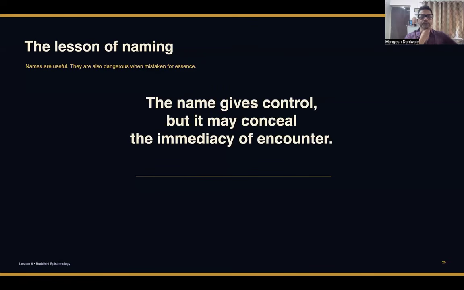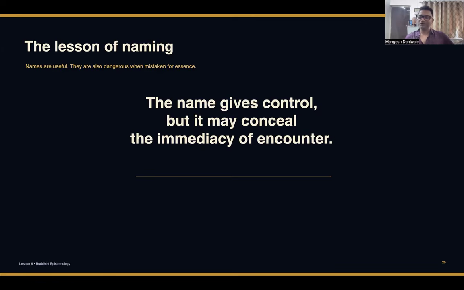So names are useful. They are also dangerous when mistaken for essence. So we are not denying the process of naming or conceptualization. We are saying that they are useful, but they can also be dangerous when mistaken for essence. One such naming is the self, that we use the word I. I think the most used word in the world is I. In any language, the most used word is I. But when you try to find out what is I, we don't find it. So it's a shorthand to refer to us.